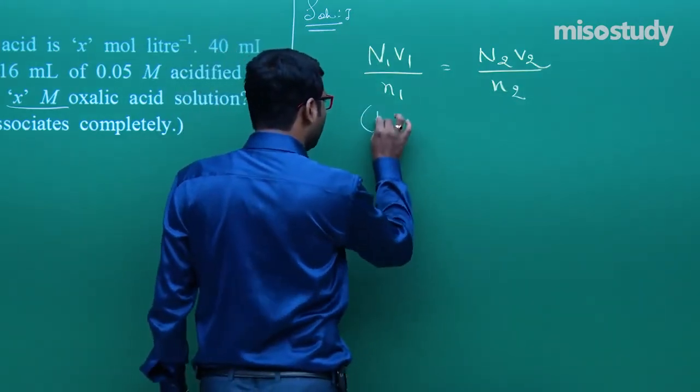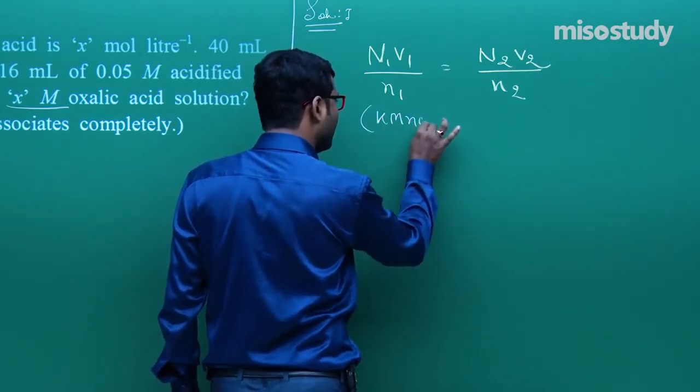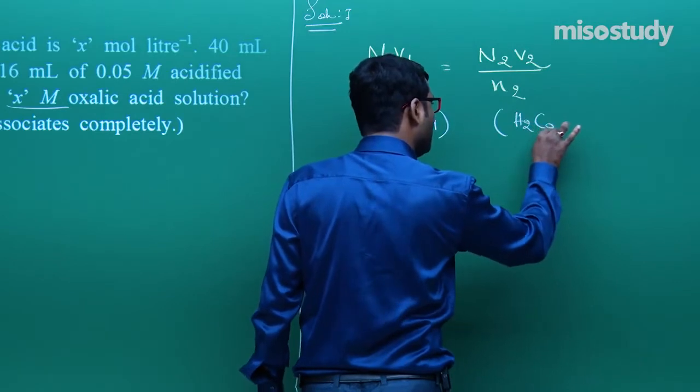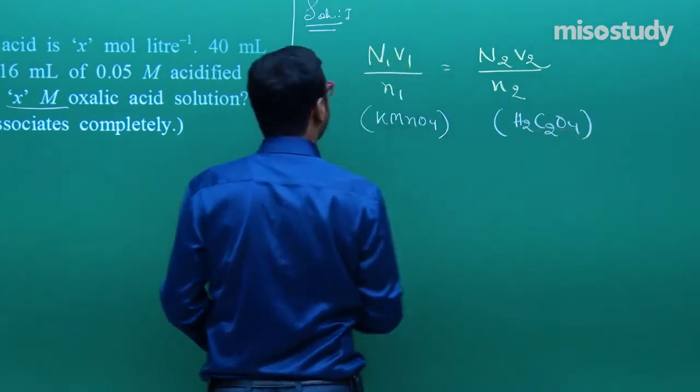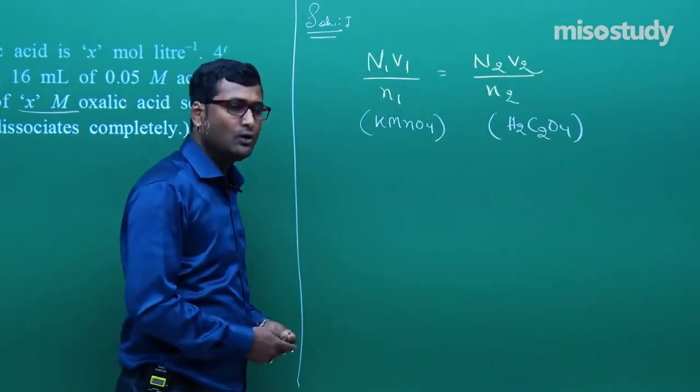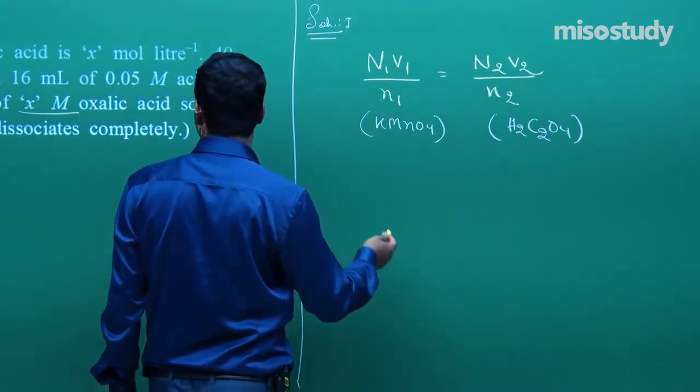This is for KMnO4, and this is for H2C2O4, that is for oxalic acid. Now we need to find n1 and n2. For this we have to write down the equation.